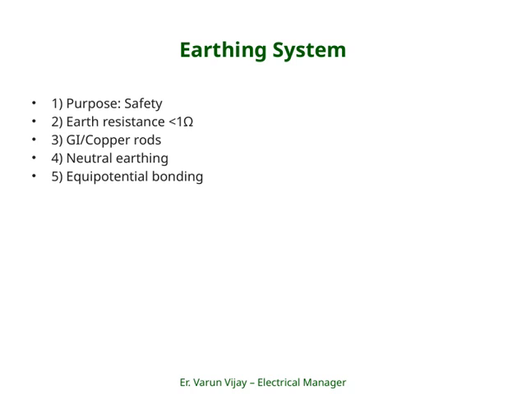It ensures all metallic parts are at the same potential, reducing the risk of electric shocks. By connecting various conductive parts to the earthing system, we create a safe environment where potential differences are minimized. Overall, these elements form the backbone of a safe and reliable electrical installation. As we move forward, remember that proper earthing isn't just a technical requirement. It's a fundamental safety measure that protects everyone involved.